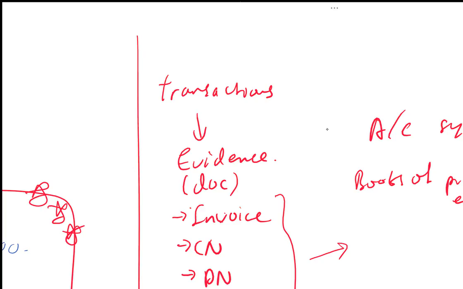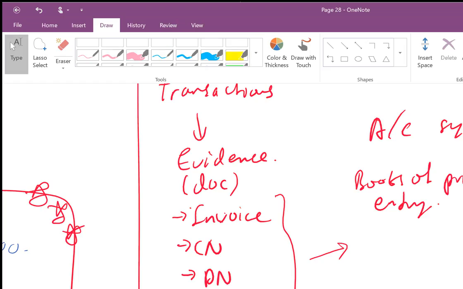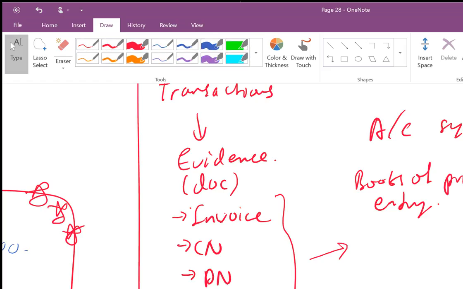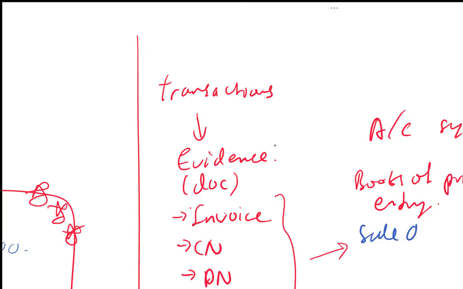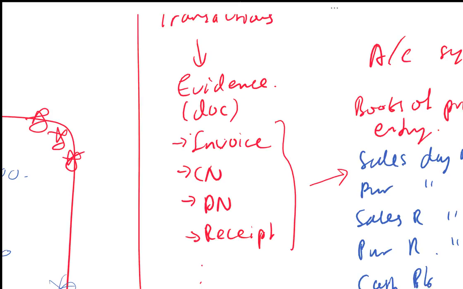And you remember, in the books of prime entry, you have various items. You have in total how many books? 6 or 7. So the books would be mainly, which ones, if you can recall? Yes, the sales day book. Purchase day book, and you also have the sales returns day book. Purchase return day book, and we have cash book, and very important, petty cash book.